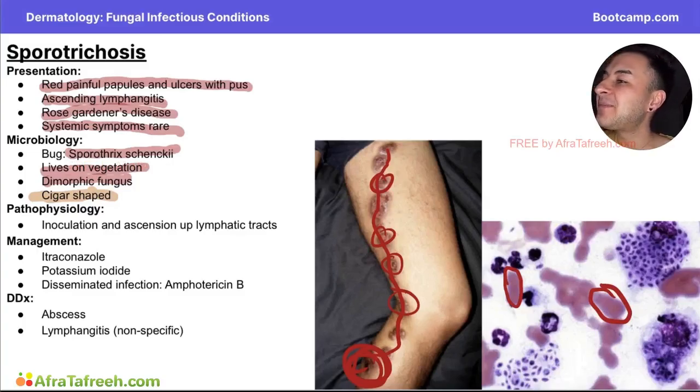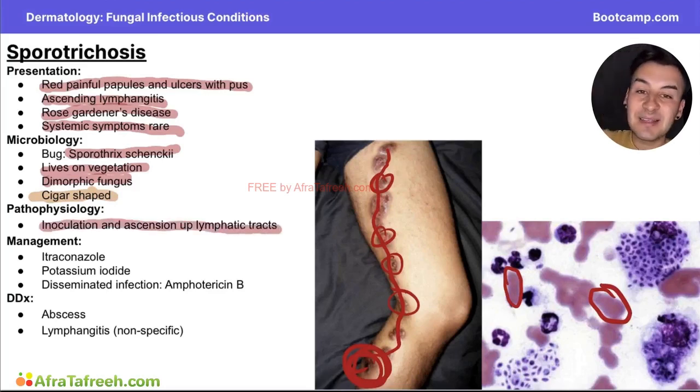In terms of the pathophys, we talked about how this fungus loves to inoculate a site and go up lymphatic tracts, causing this amazingly cool physical diagnosis. And if we talk a little bit about management, the first line treatment is going to be itraconazole, and other options are going to be potassium iodide, as well as amphotericin B if we have a really scary disseminated infection.